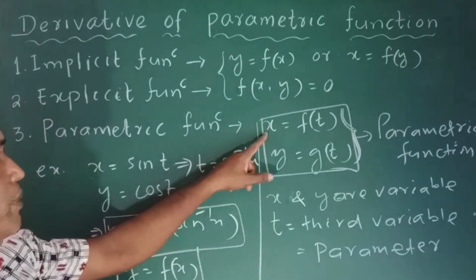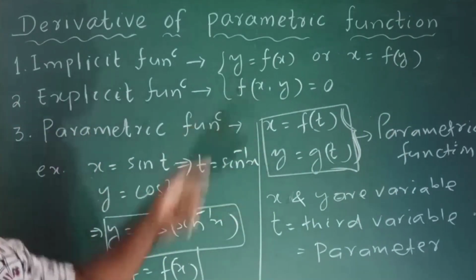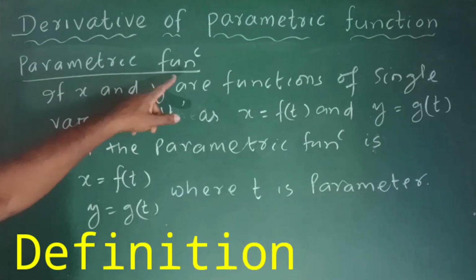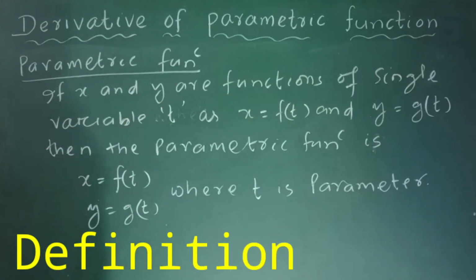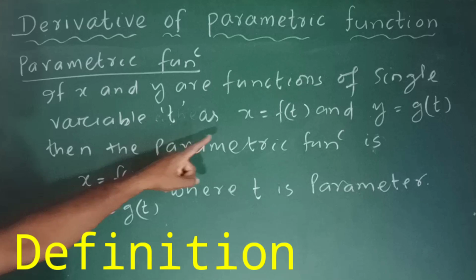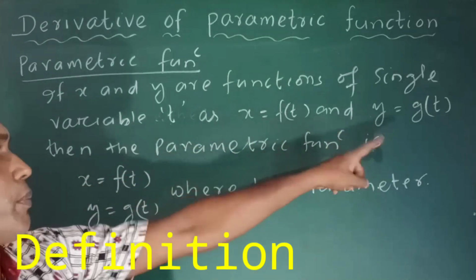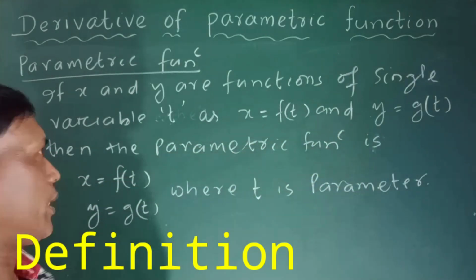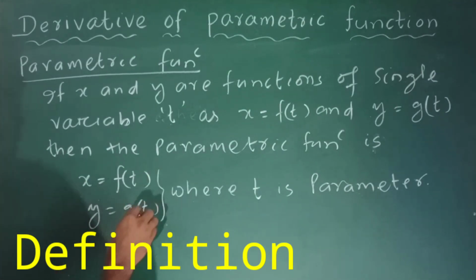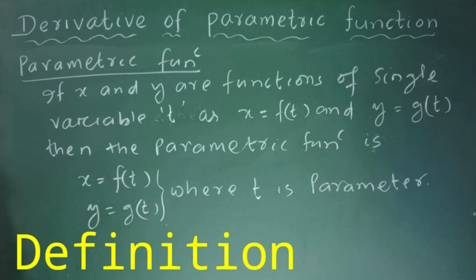मीन्स x इज पैरामेट्रिक फंक्शन ऑफ y इज पैरामेट्रिक फंक्शन ऑफ x. सो दिस इज द पैरामेट्रिक फंक्शन. What is parametric function? If x and y are two functions of single variable t, x जिसका फंक्शन है y भी उसी का फंक्शन है. आज x is equal f of t, y is equal g of t. x y दोनों t का फंक्शन है. Then the parametric function can be written as x is equal to f of t, y is equal to g of t. ये एक ही फंक्शन है, इसका नाम है पैरामेट्रिक फंक्शन.